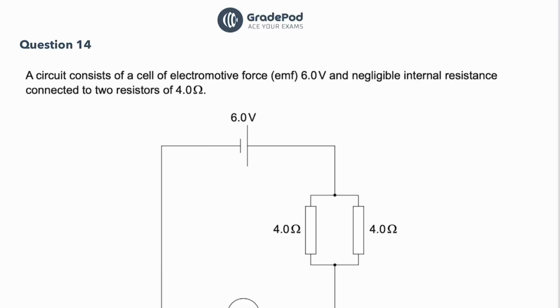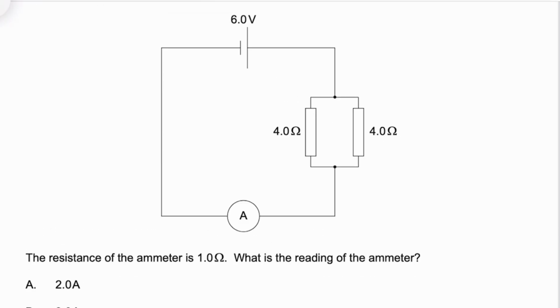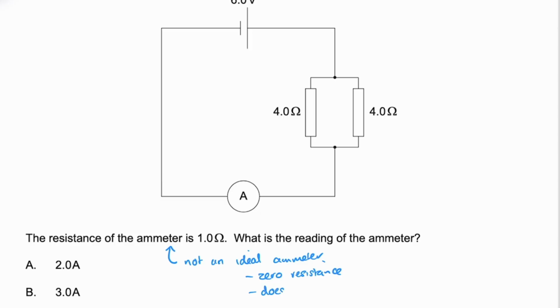Question 14. A circuit consists of a cell of electromotive force 6 volts, and negligible internal resistance, connected to 2 resistors of 4 ohms. The resistance of the ammeter is 1 ohm. What is the reading of the ammeter? Well, worth noting, if the resistance of the ammeter is 1 ohm, it's not an ideal ammeter. And this is just for knowledge, really. An ideal ammeter has 0 resistance, and it doesn't take a share of potential difference. That's just for notes, really. It's not going to answer this question. Okay, what is the reading of the ammeter?